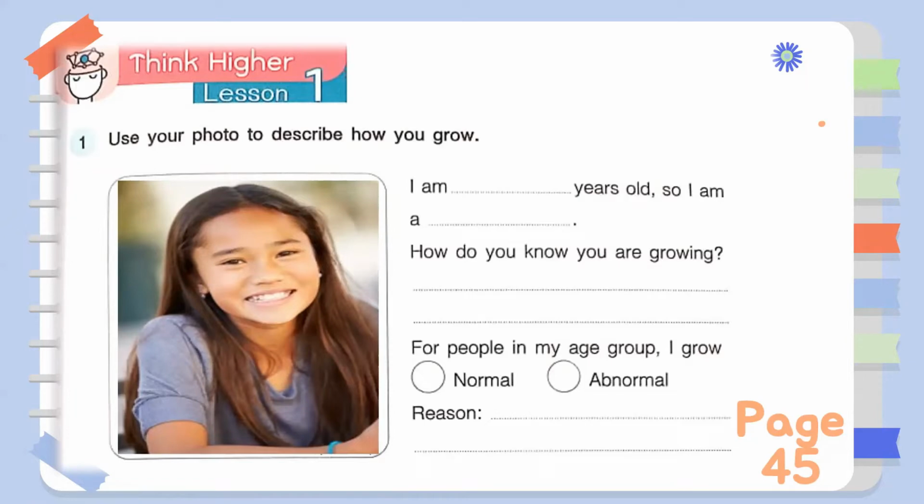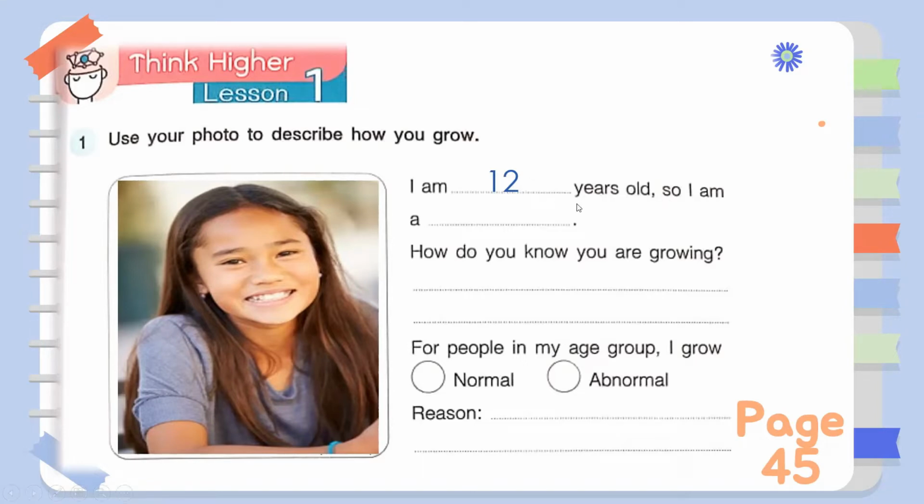After pasting your photo here, we have some questions and sentences that you need to fill in. Let's read all together. I am blank years old. So, I am a blank. In this space, you are going to write your age. Let's say you are 12 years old, so you write 12 here. If you're 11, you write 11. If you're 13, you write 13.